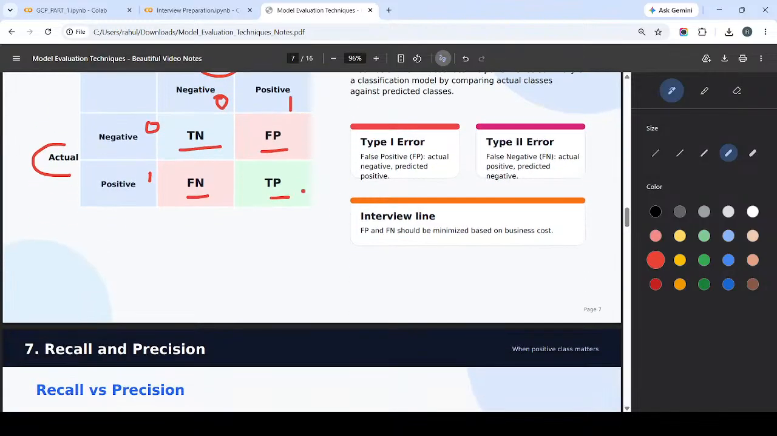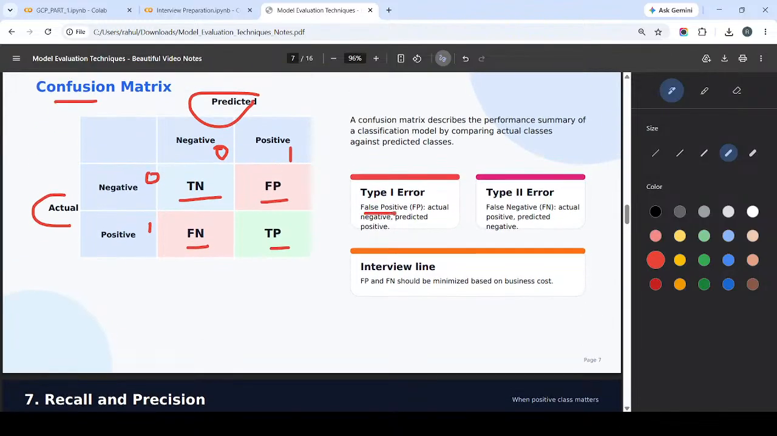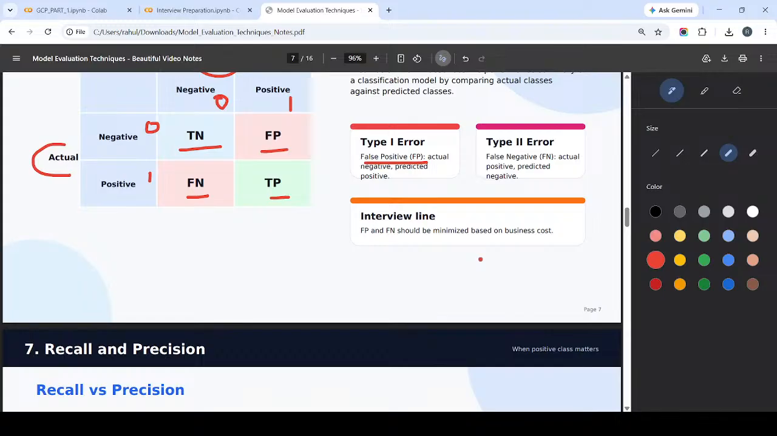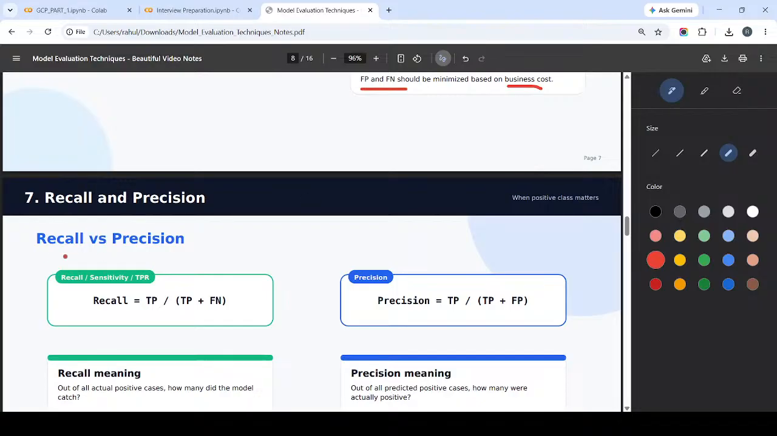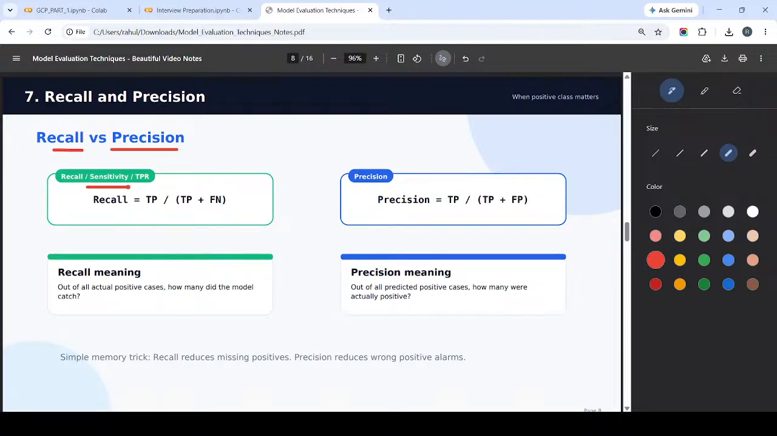We have type 1 error, which is called false positive, and type 2 error, which is false negative. We need to check what to minimize on the basis of business cost, what is more important for our business. I told you that also. Then come recall and precision. Recall has other names like sensitivity and true positive rate. This is the formula for recall, and this is for precision.